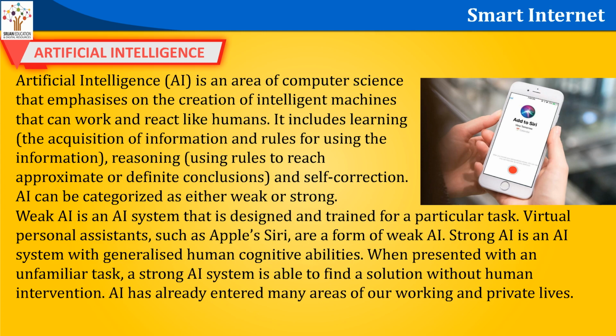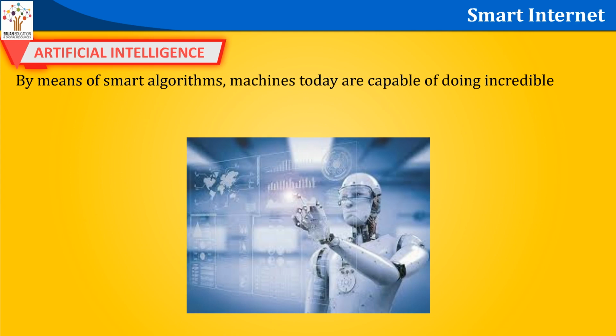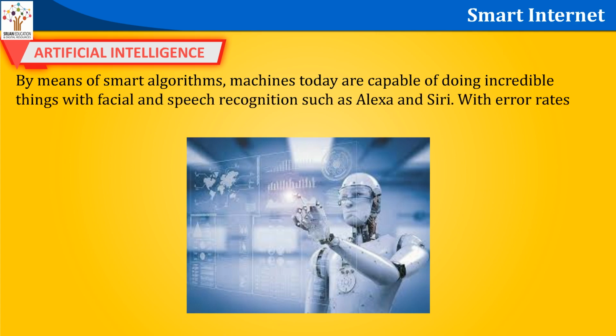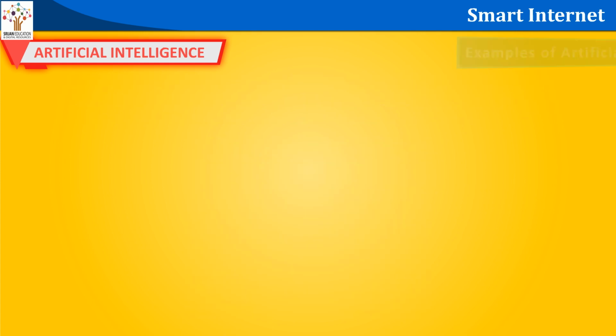AI has already entered many areas of our working and private lives. By means of smart algorithms, machines today are capable of doing incredible things with facial and speech recognition, such as Alexa and Siri. With error rates under 5%, many systems can perform better than humans.